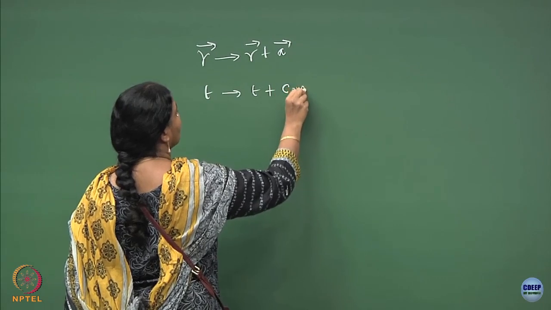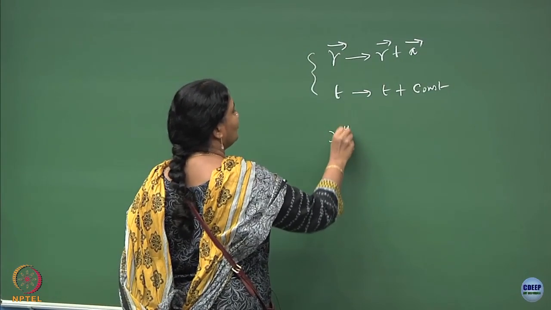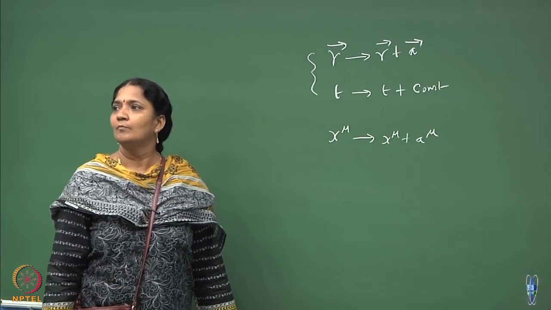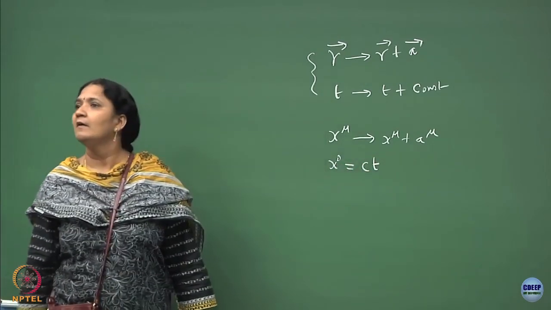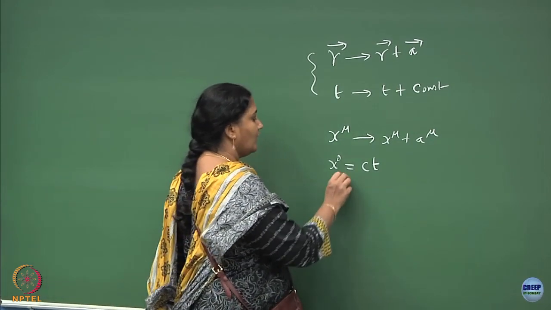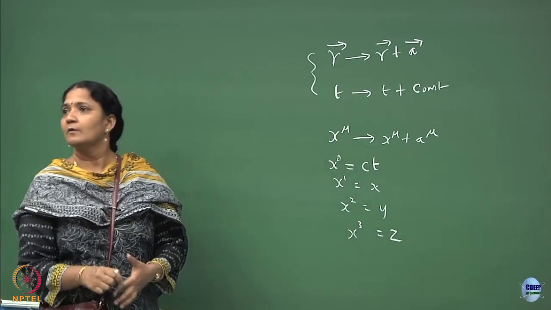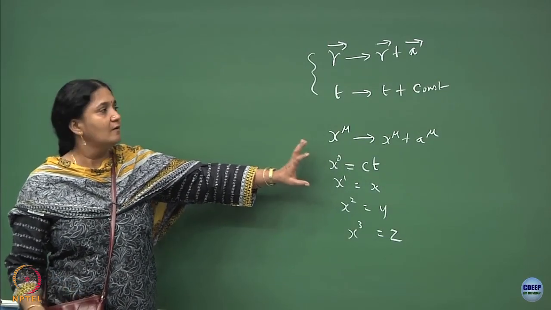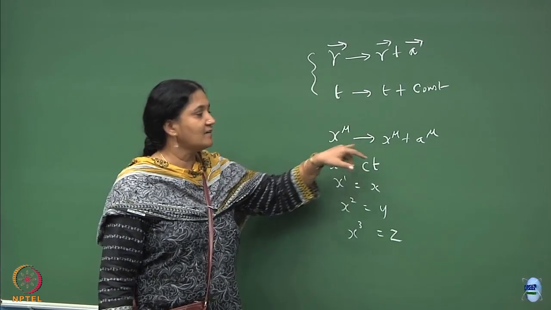Time plus some constant, right. These two together we could write as x mu going to x mu plus a mu. Where x 0 is like time with dimensions; if you want to write it, you have to write the velocity of light multiplied by time. And x 1 is x, x 2 is y, x 3 is z, ok. So, this is the compact way of writing in a space time notation. So, this is space translation, this is time translation, this is compactly a space time translation, ok.